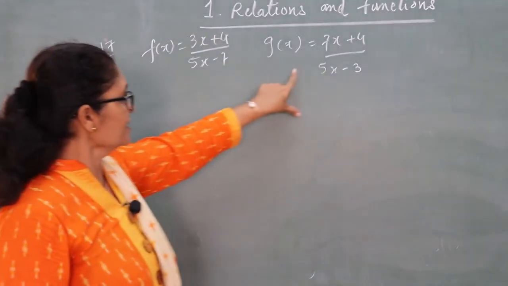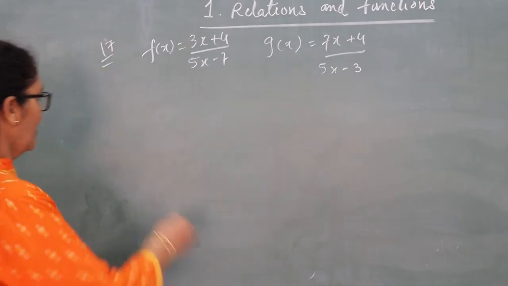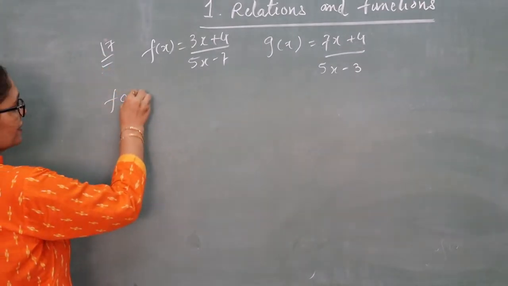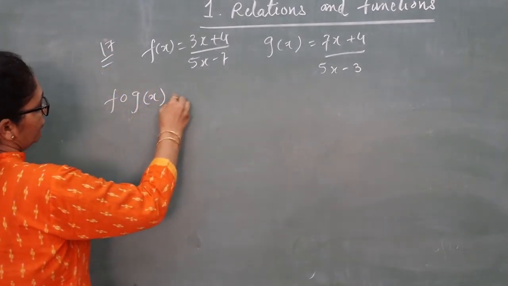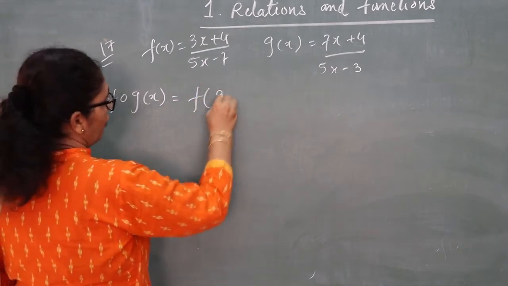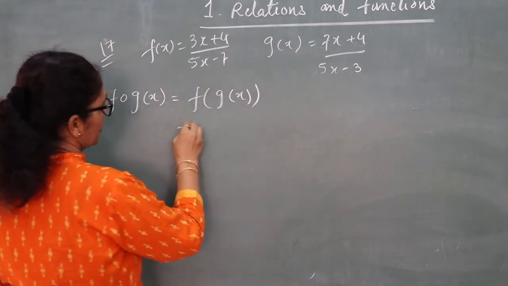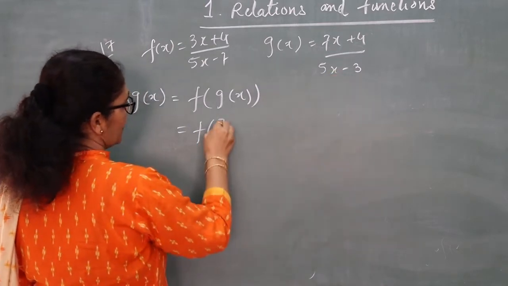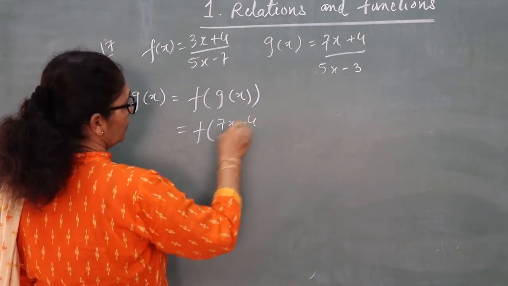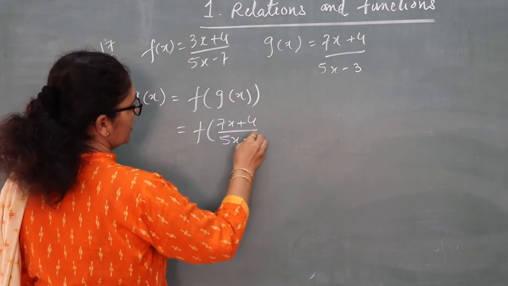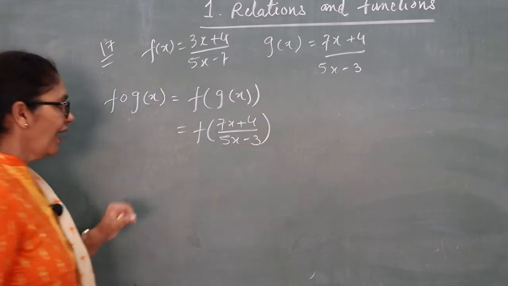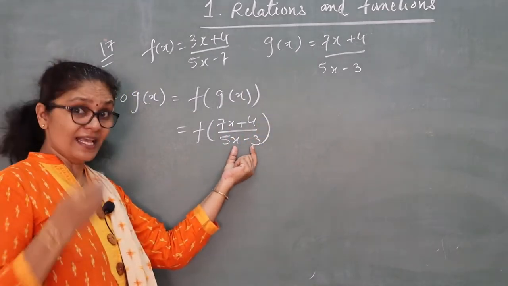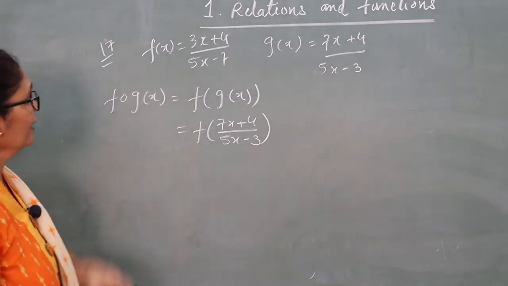So f(x) and g(x) are given. You have to find f∘g and g∘f. First let's start with f∘g. So f(g(x)) we can write. Now let's start with g(x). What is your g(x)? This function means (7x + 4)/(5x - 3). Now you have to consider this as an x and write it in f(x).